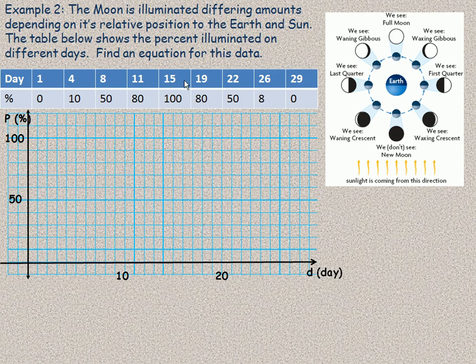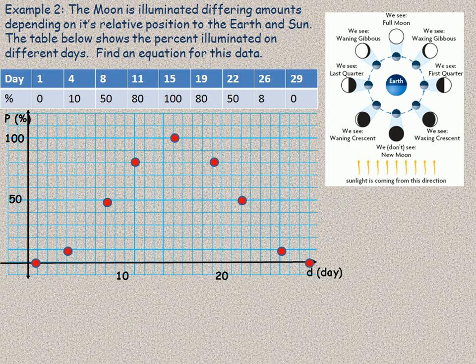this. So day 1, we have an illumination of 0%. On day 4, it's up to 10%. Day 8, it's up to about 50. Day 11, it's at 80%, and at day 15, it's 100. And then the other days, day 19 is down to 80 again, day 22 is 50, day 26 is at 8%, and then we're back down to 0% or a new moon. Now if we draw a smooth curve through these, we get certainly a sinusoidal shape.